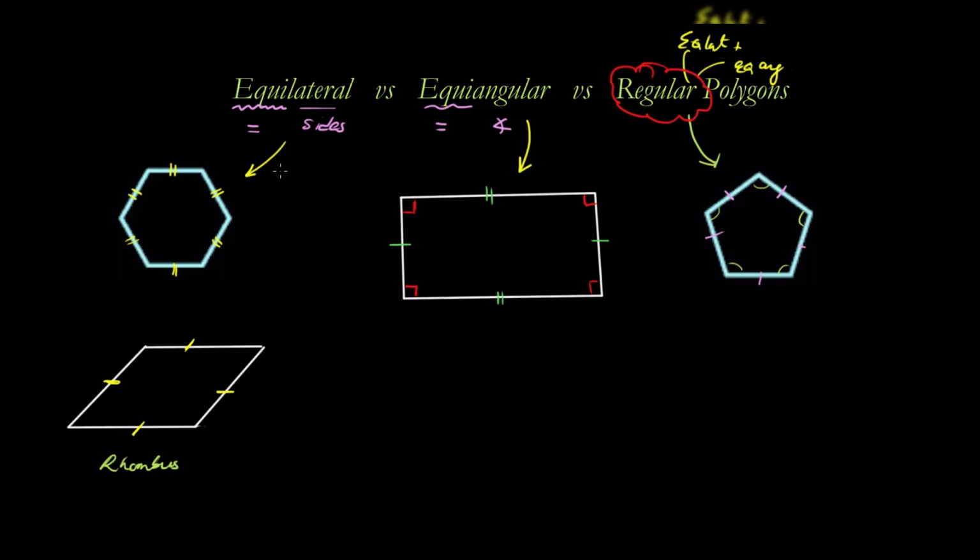So it's equilateral for sure, but it's not equiangular. Clearly, this angle is not the same as that big angle, right? So this is an example of equilateral, but not equiangular. This is an example of equiangular, but not equilateral. All right, and when a figure is both equilateral and equiangular, it's called a regular polygon. So a polygon can be described as equilateral, which means all the sides are the same, or equiangular, which means all the angles are the same. And if both of these conditions are satisfied, then it's called a regular polygon.